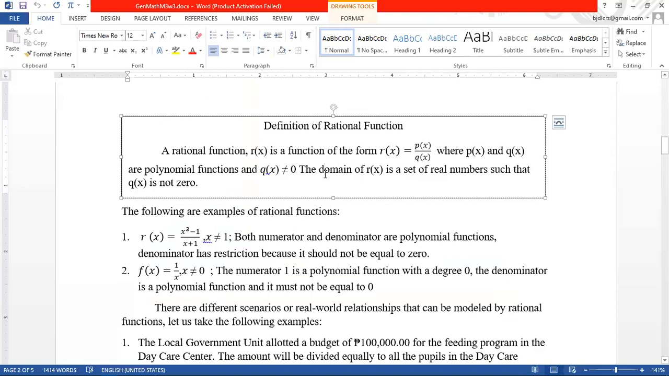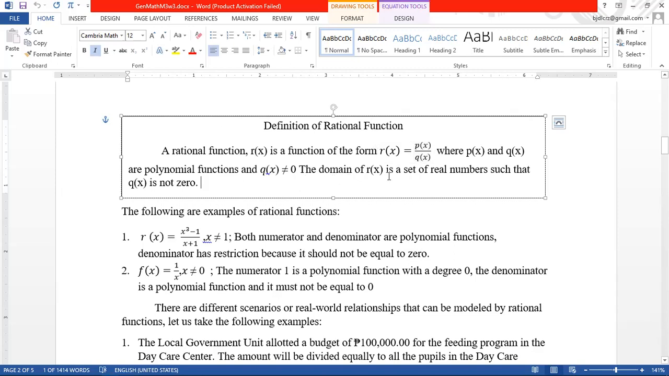Okay, definition of rational function. A rational function, r of x, is a function of the form r of x is equal to p of x over q of x, wherein p of x and q of x are polynomial functions. And q of x should not be equal to 0 because in a fraction, it is undefined or it doesn't exist. Okay? So, bawal atong denominator mag-equal to 0. So, our p of x and q of x should be polynomial functions.